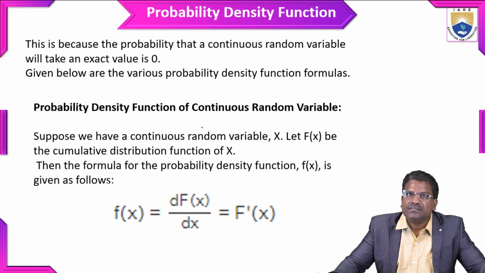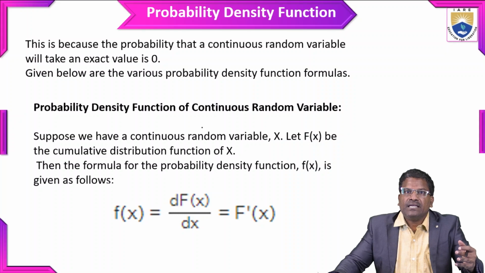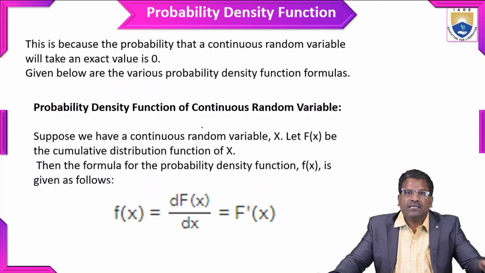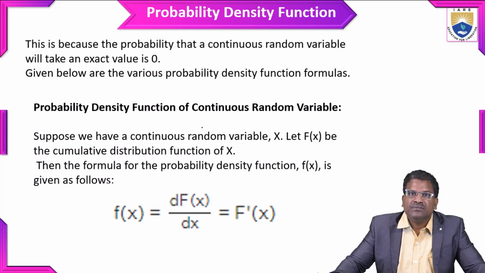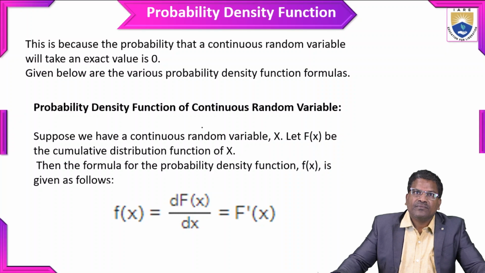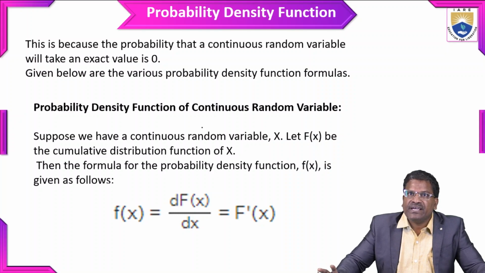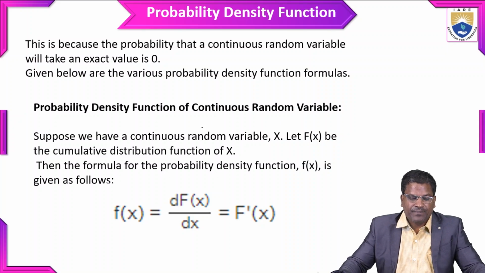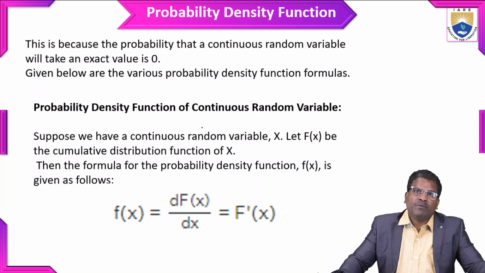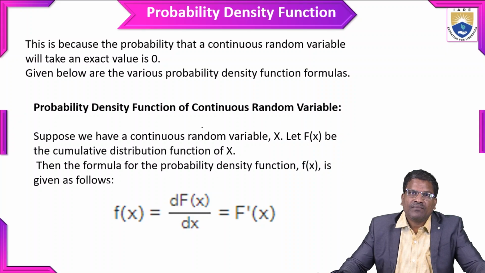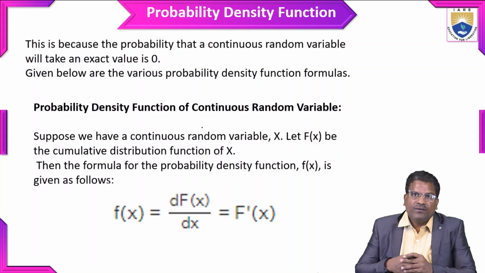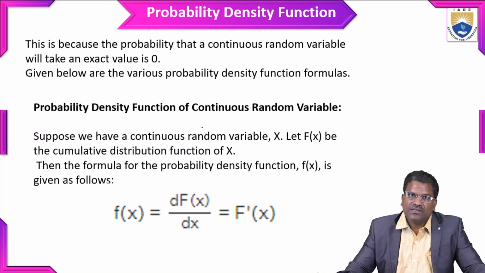This is because the probability that a continuous random variable will take an exact value is 0. Given below are the various probability density function formulae. Probability density function of a continuous random variable we can discuss like this.